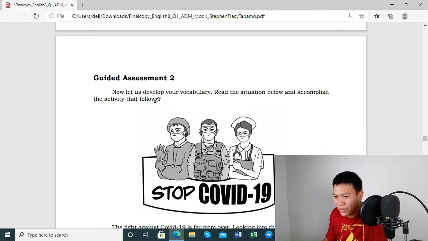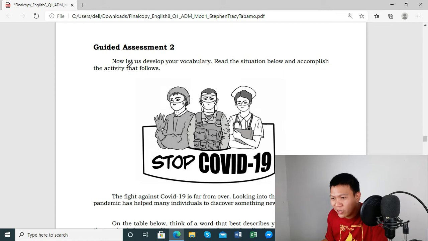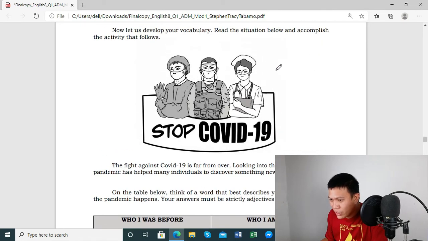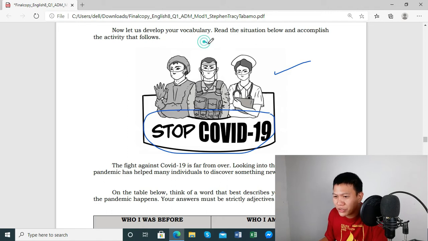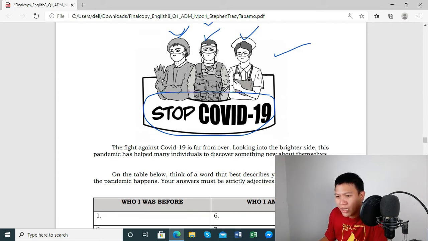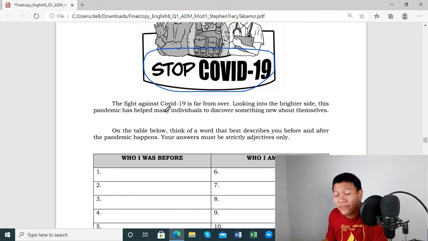Guided assessment number 2. Now, let us develop your vocabulary. Rate the situation below and accomplish the activity that follows. Okay. So, ang drawing na ito, syempre, obvious, it's all about stopping COVID-19. So, we have here the frontliners. A doctor, a policeman or a military man, and then a nurse. The fight against COVID-19 is far from over. Tama yan. Malayo pa tayo sa katapusan ng COVID-19. Unfortunately, matagal-tagal pa ito.